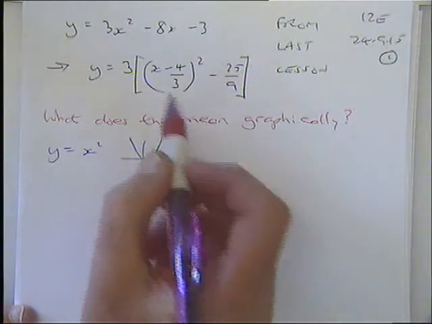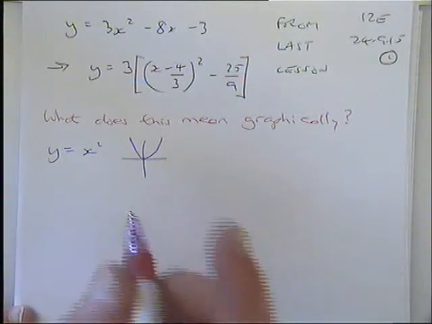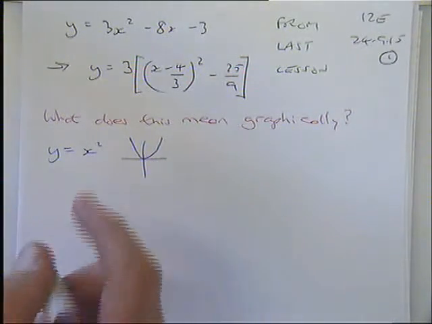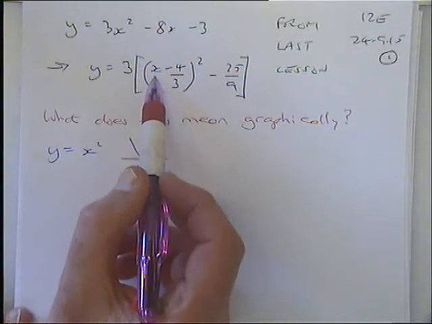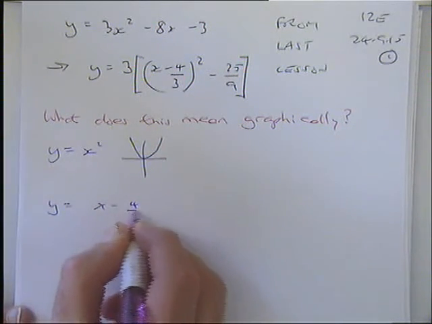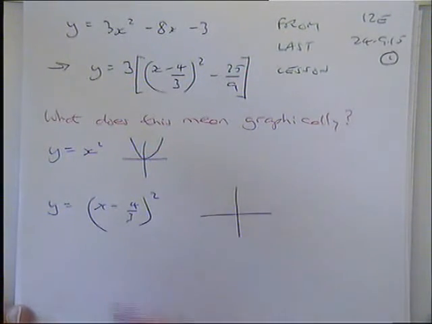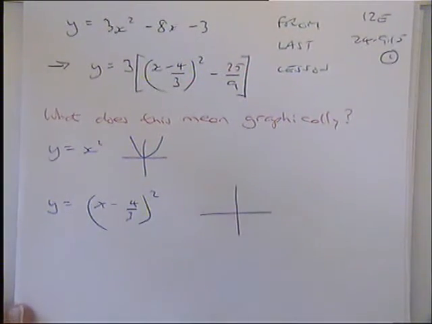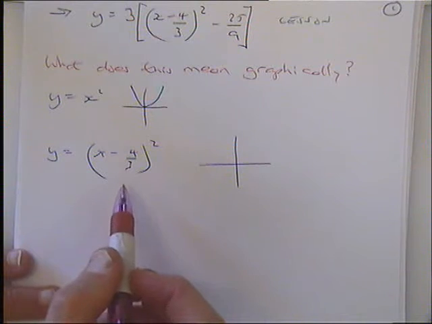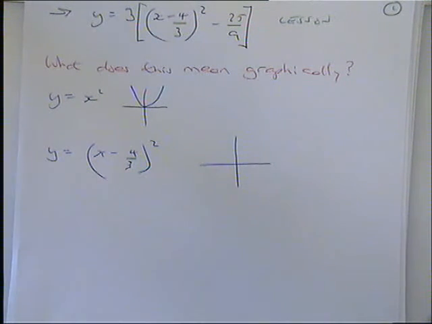So we're going to work out what does this look like, where is it, what are some of its important coordinates. So if y equals x squared looks like that, looking at the x in here and the squared bit, this graph has got an x minus 4/3 all squared. We're going to do this in bits. If we know what y equals x squared looks like, what does this one here look like? It's got a minus 4/3 there in the brackets. What does that do to it?